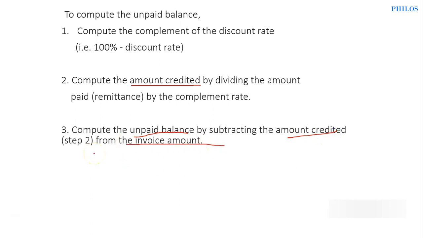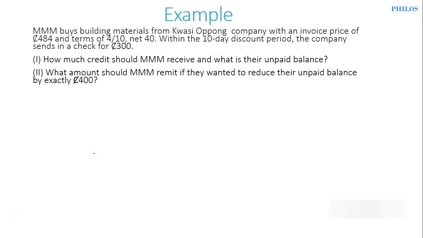So let's take an example on this so that you understand it better. MMM buys building materials from Kwesi with an invoice price of 484 cedis in terms of 4/10 net 40. Within the 10-day discount period, the company sends in a check of 300 cedis. So you see that they've made part payment of the 484. So when you see a question like this, be very careful. You should know it's for a partly paid invoice.